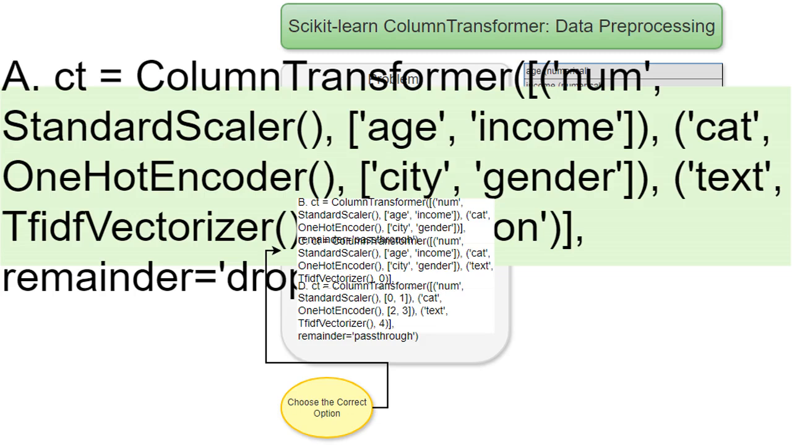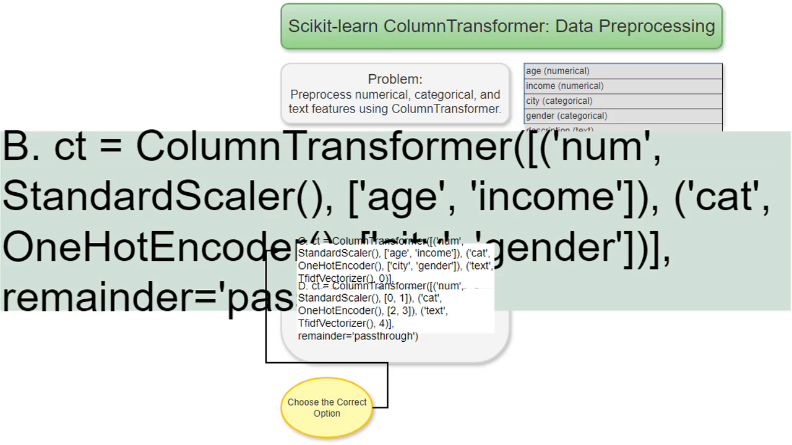This is option A. I'm applying STANDARDSCALER to AGE and INCOME, numerical. I'm using ONEHOTENCODER for CITY and GENDER, categorical. And I'm using TFIDFVECTORIZER for the DESCRIPTION column, text. Means any other columns are ignored. This is a good option.